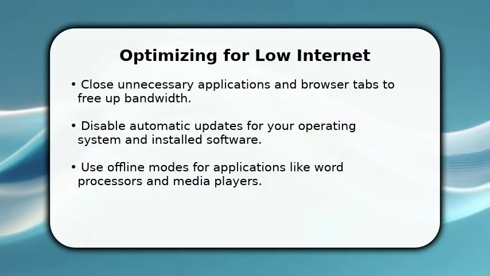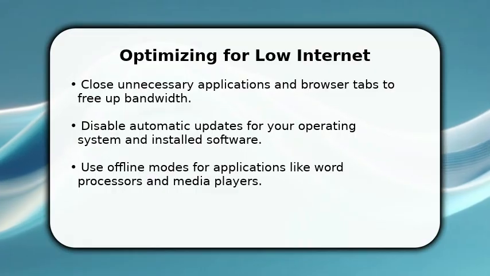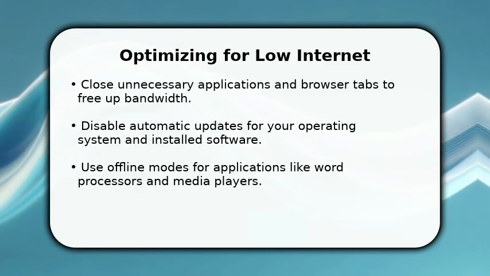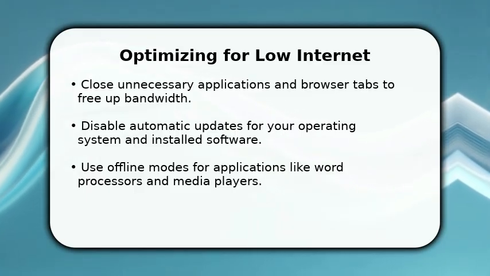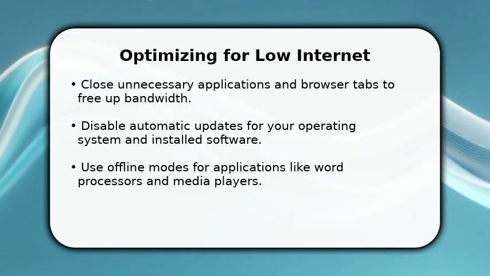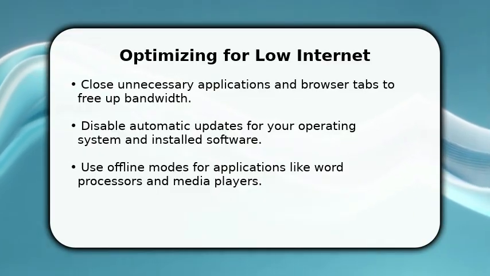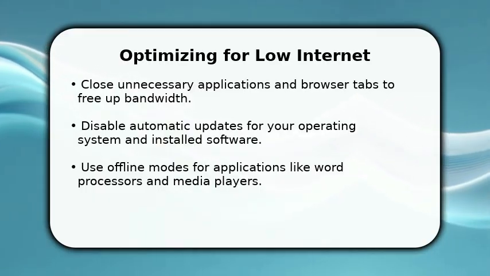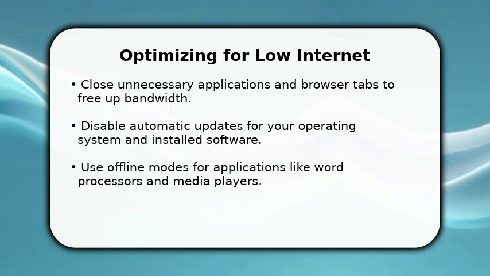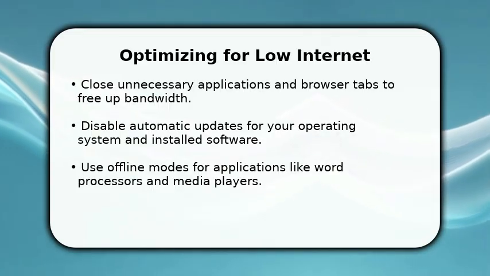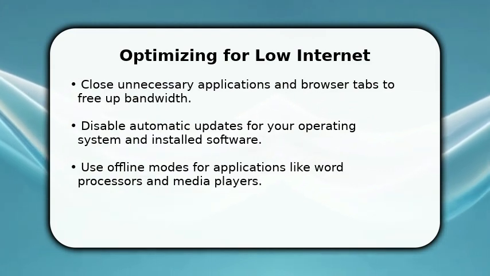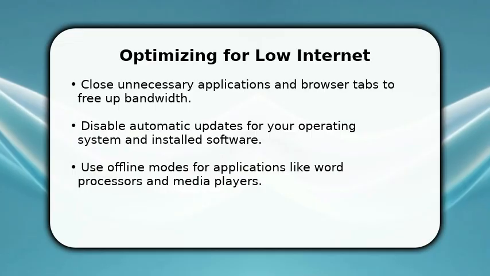In this video, I will explain how to optimize your laptop for low internet. To begin, close any unnecessary applications and browser tabs to free up valuable bandwidth. Next, disable automatic updates for your operating system and all installed software. Remember to utilize offline modes for applications such as word processors and media players. Finally, download any content like videos or documents in advance whenever connection is available, saving you time later.